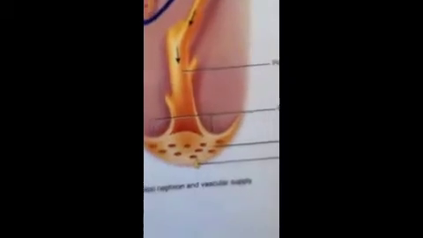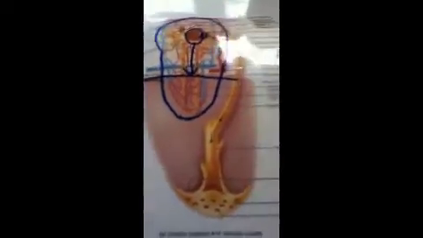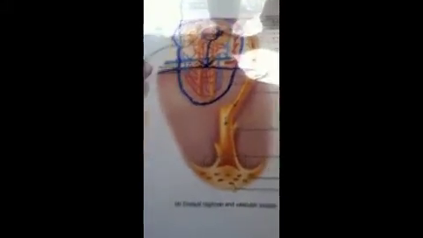So the next thing we're going to look at are the blood vessels of the kidney. We're at the bottom of page 58, and we're going to go through the blood vessels.